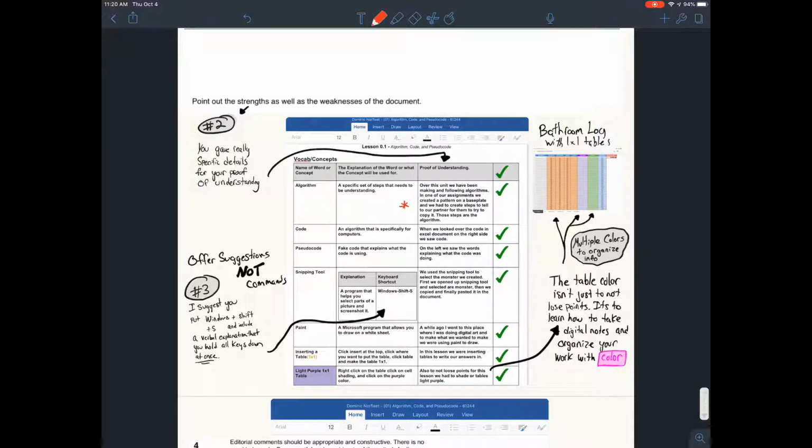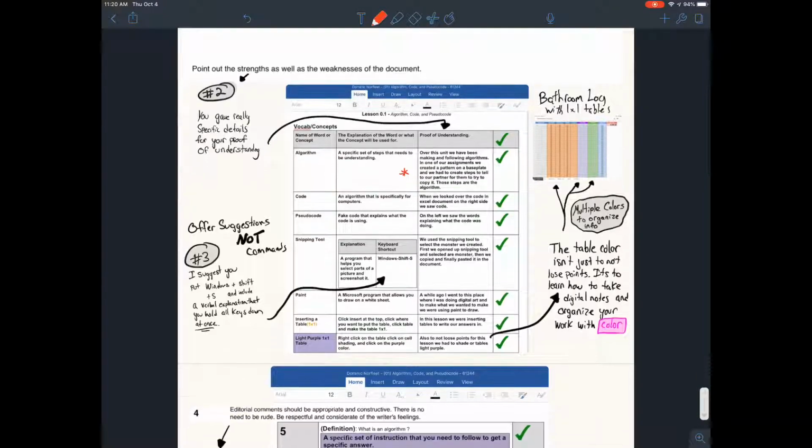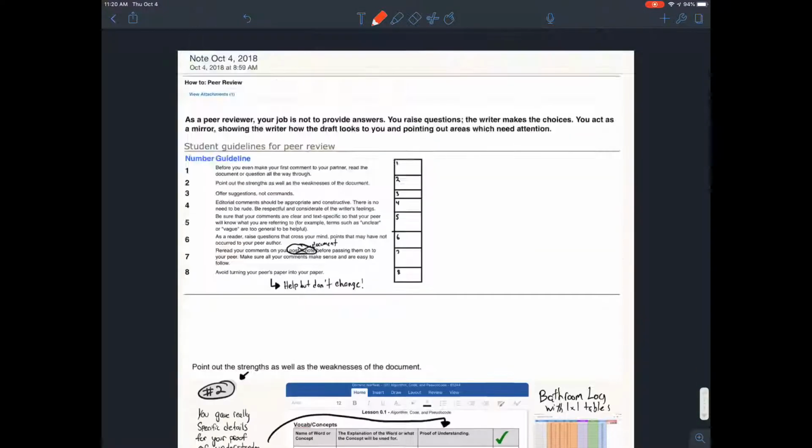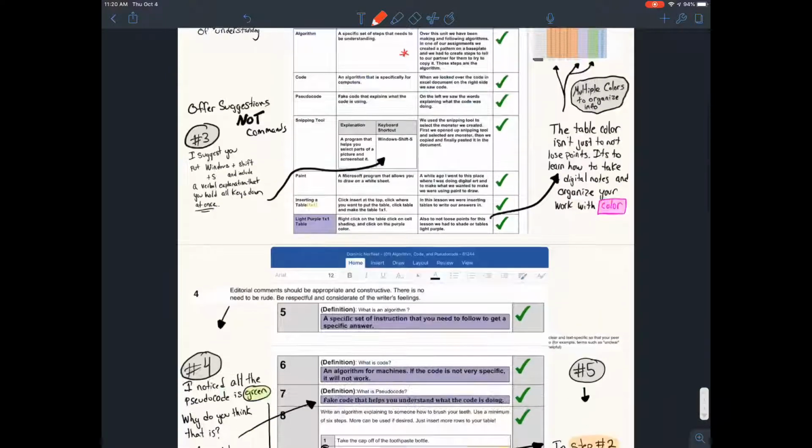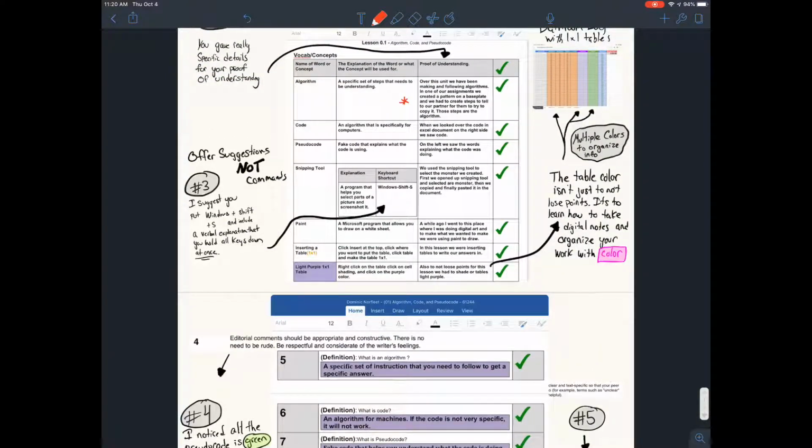So after number 2, the next one that you guys are going to be doing is number 3. Offer suggestions, not commands. So over number 3 over here, I've written that I suggest you put Windows plus Shift plus S. So right here he has a minus sign instead of the plus sign, so I'm thinking maybe it would be helpful to put the plus sign instead. And also I want him to include a verbal explanation so that he holds all keys down at once.